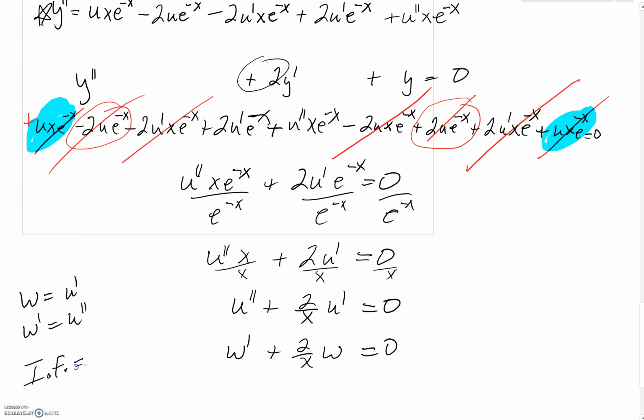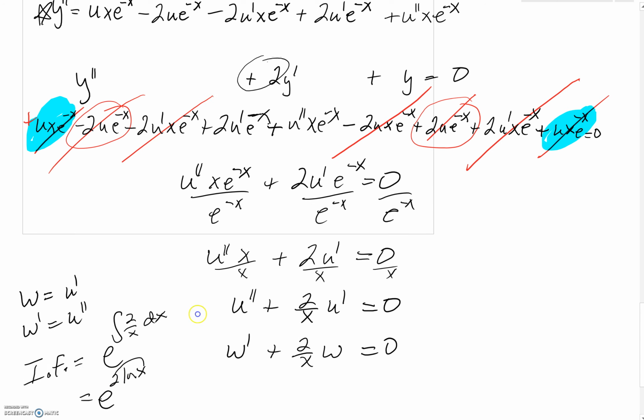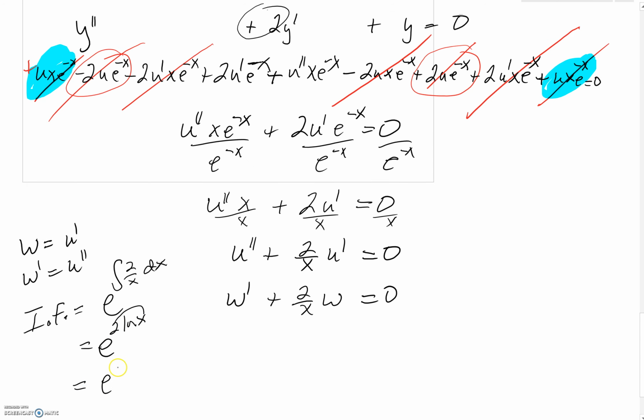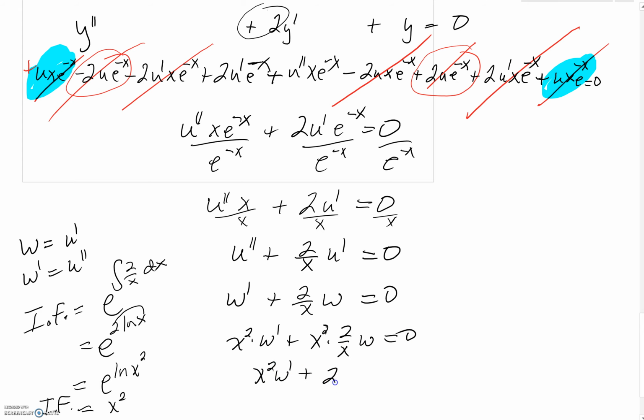What's our integrating factor? Well, it's going to be e to the integral of 2 over x dx, and this becomes e to the 2 ln of x. But as we bump that up to a second power, this just becomes x squared. Look at that. That's your integrating factor. So I'm going to multiply x squared everywhere in this problem. And we're going to be left with x squared w prime plus 2xw is equal to 0.